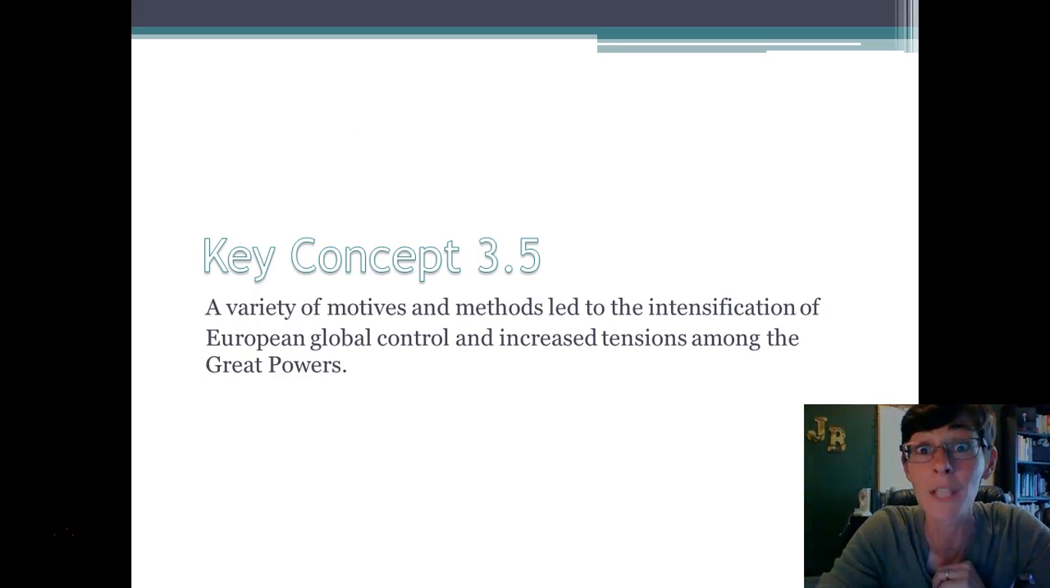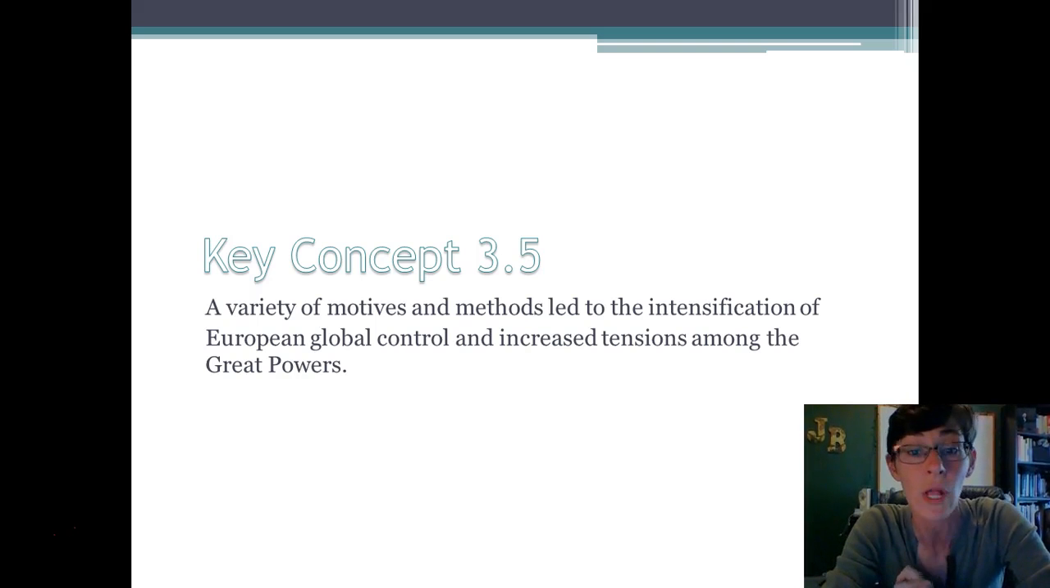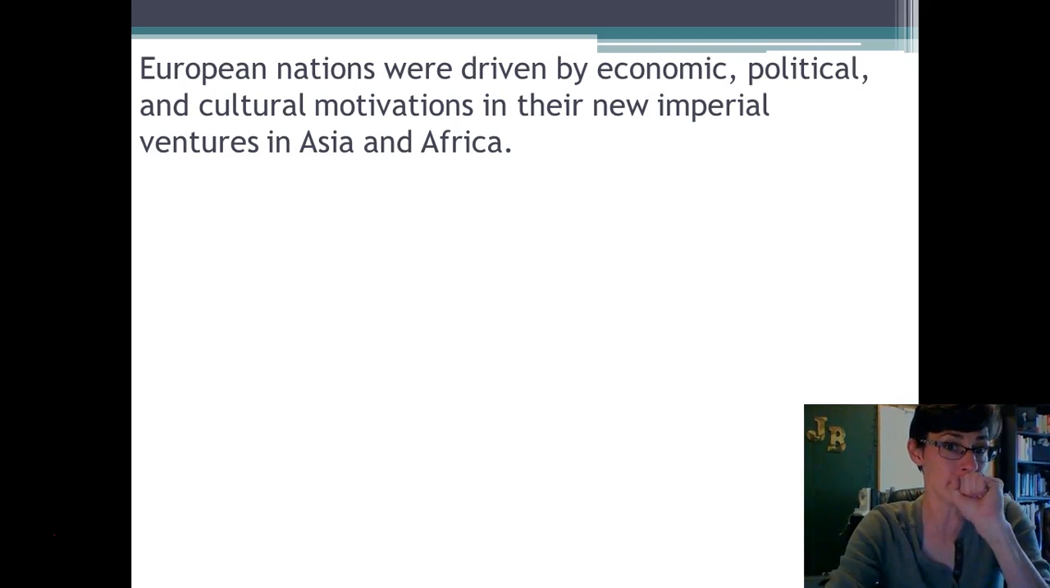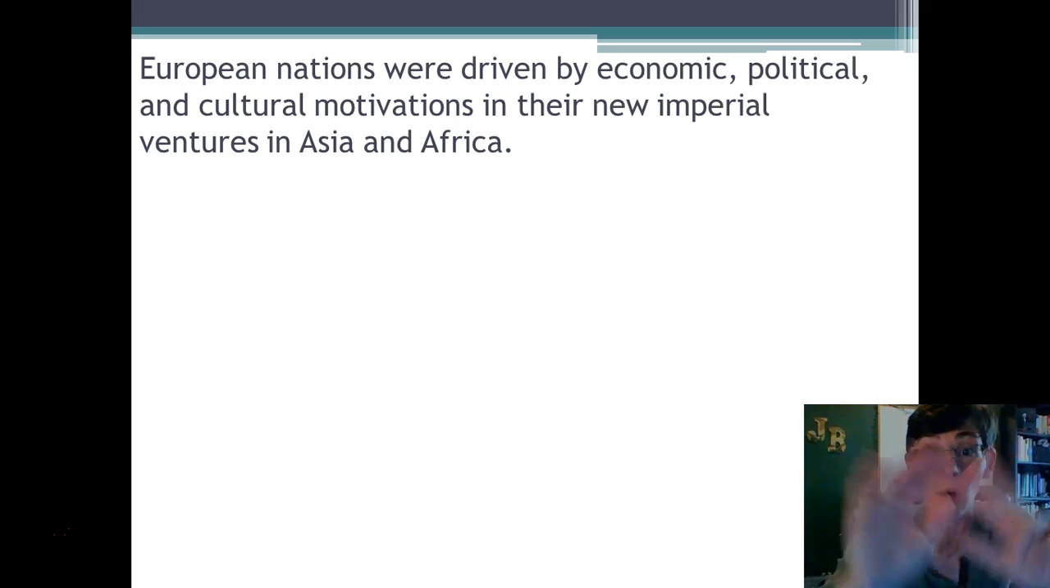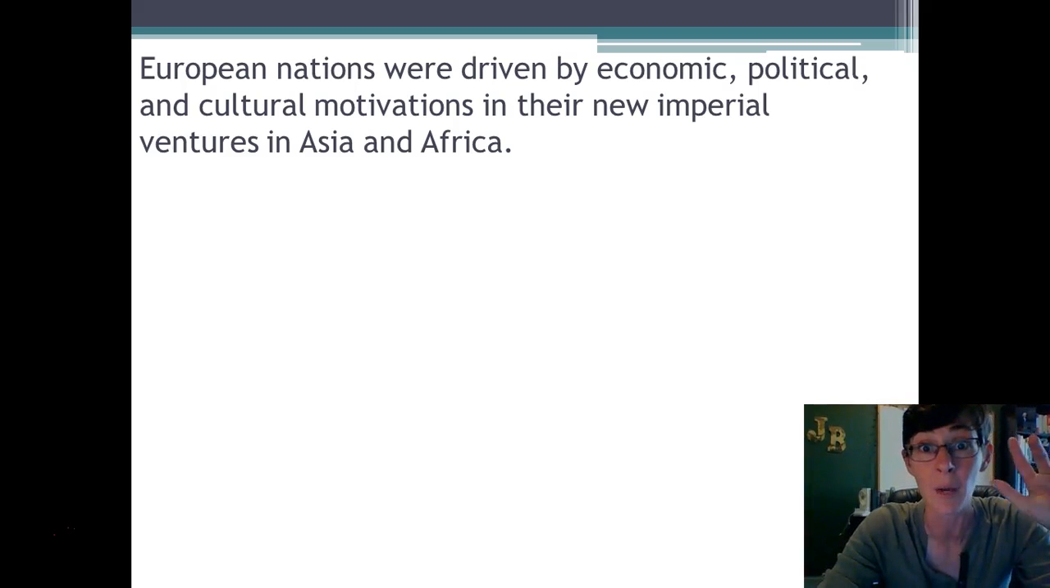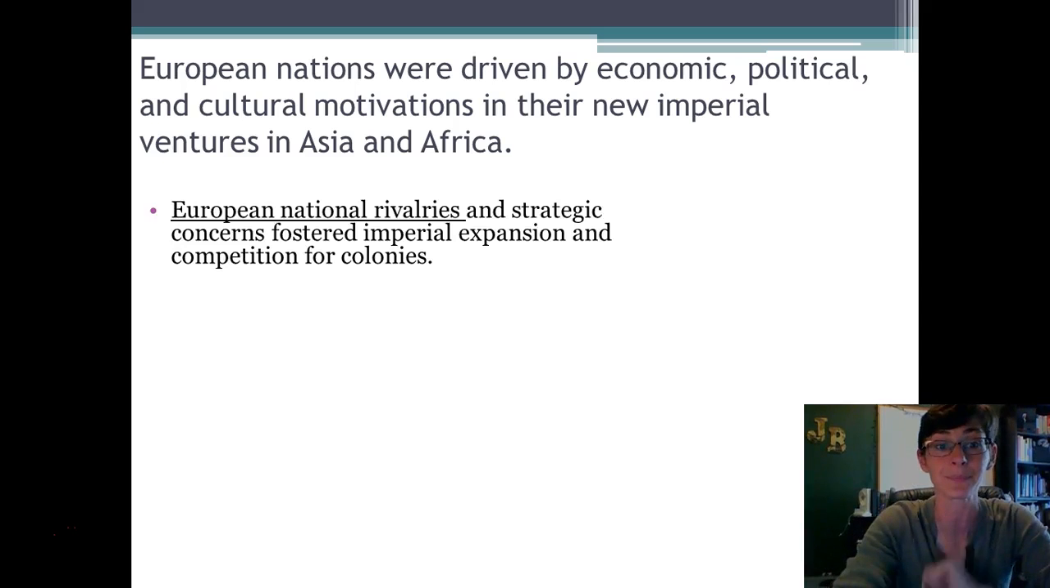So, let's move on to key concept 3.5. A variety of motives and methods led to the intensification of European global control and increased tensions among the great powers. European nations were driven by economic, political, and cultural motivations in their new imperial ventures in Asia and Africa. So, we're looking at imperialism now. Very, very important ism. Economic, political, cultural motivations.